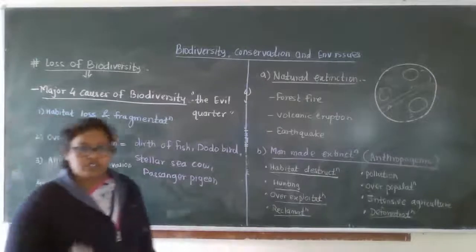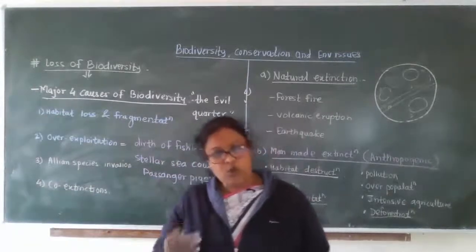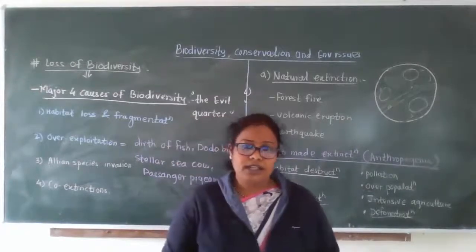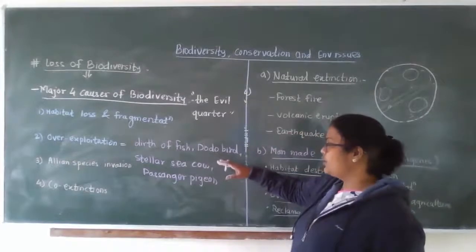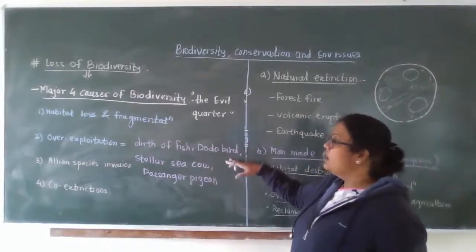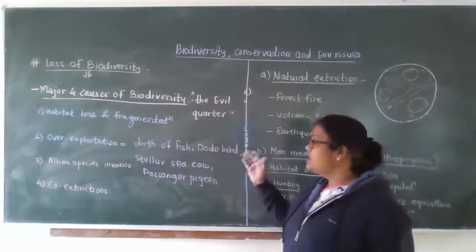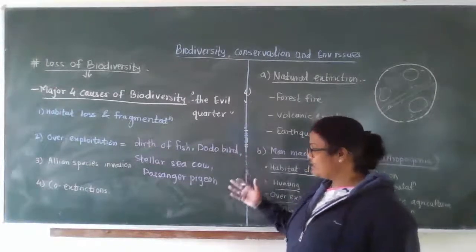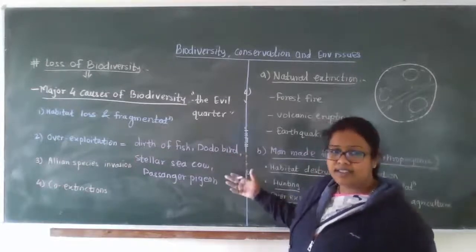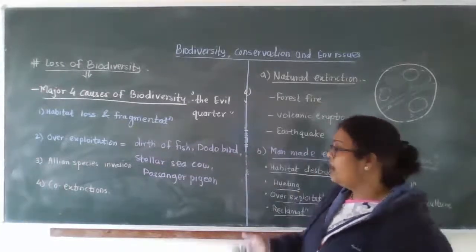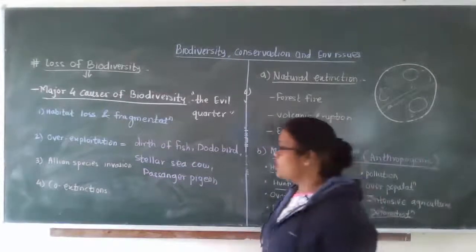Humans have a natural tendency to accumulate more beyond their need, and because of that, the dearth of fish and the overexploitation of the dodo bird occur. The Steller's sea cow and passenger pigeon were hunted. This hunting by humans caused the loss of these species.